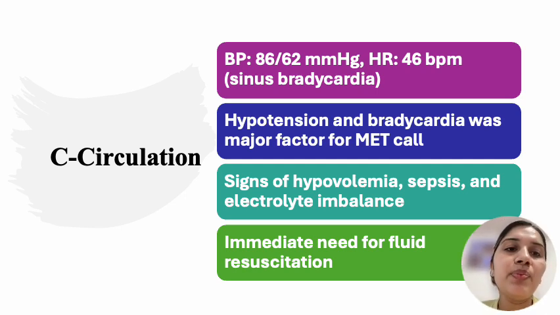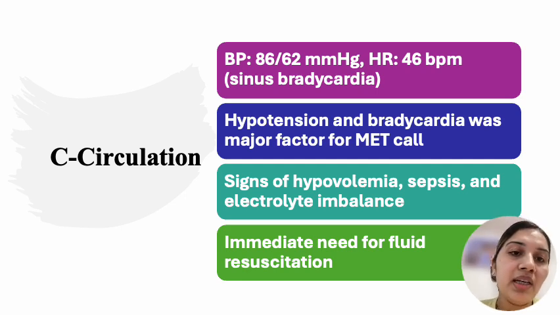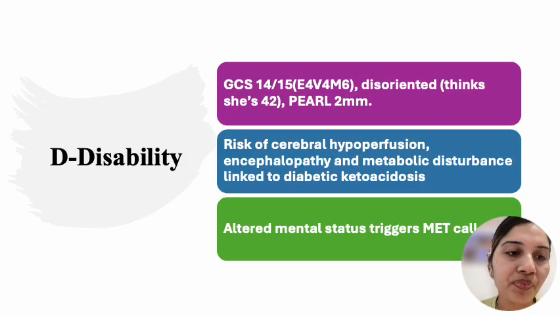Circulation. Her blood pressure is 86 over 62, which is very, very low. She is hypotensive. Her heart rate is 46 beats per minute. It is sinus bradycardia. Because of this hypotension and bradycardia, we need to call a medical emergency team. It is a major factor for a medical emergency, and a sign of hypovolemia, sepsis, and electrolyte imbalance. So we need to provide fluid immediately so that her fluid replacement will occur at the right time.